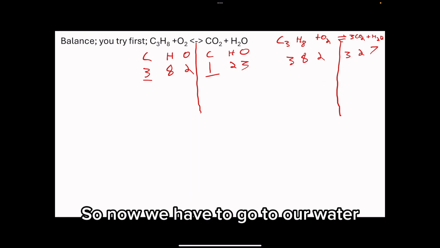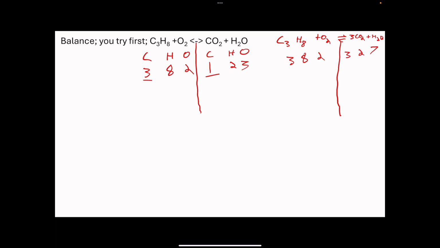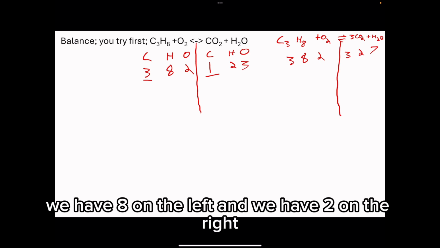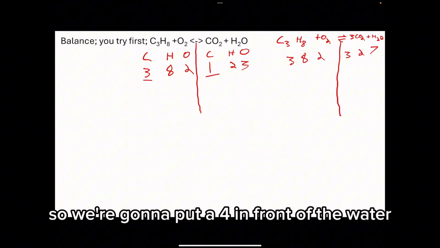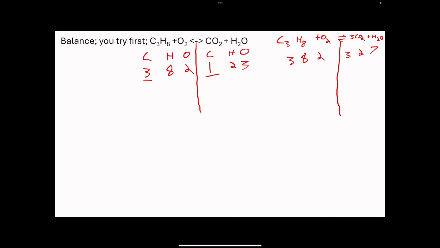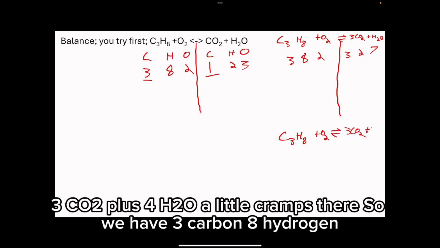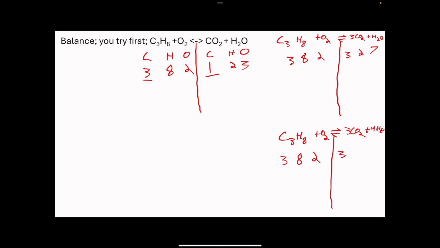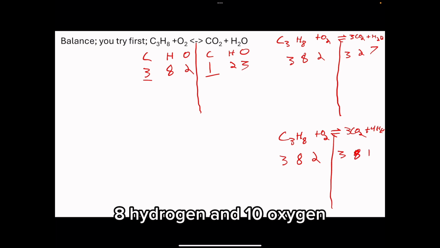So now we have to go to our water to fix the hydrogen. We have 8 on the left and we have 2 on the right. So we're going to put a 4 in front of the water. So we have C3H8 plus O2 gives 3CO2 plus 4H2O. So we have 3 carbon, 8 hydrogen, 2 oxygen. Now we have 3 carbon, 8 hydrogen, and 10 oxygen.